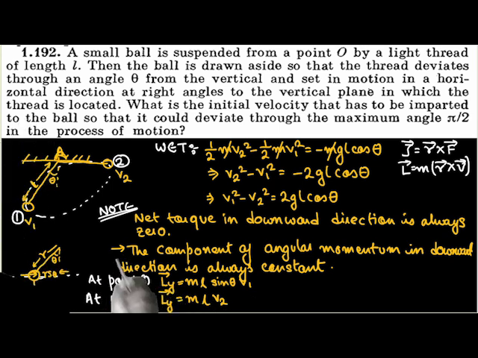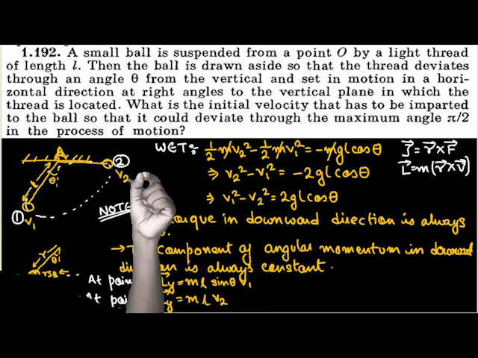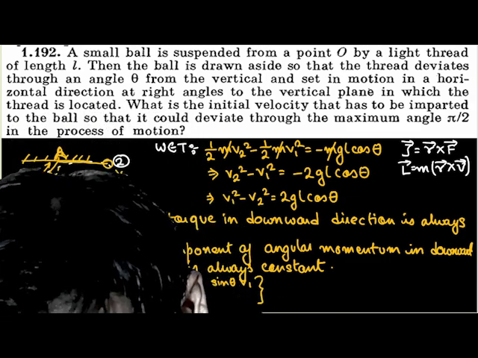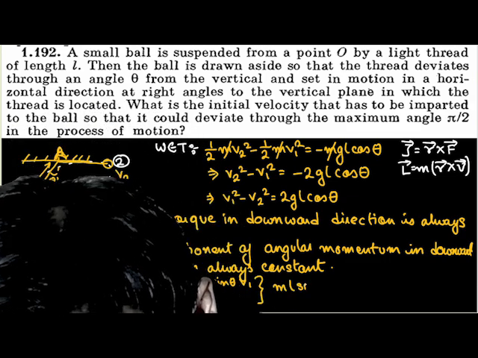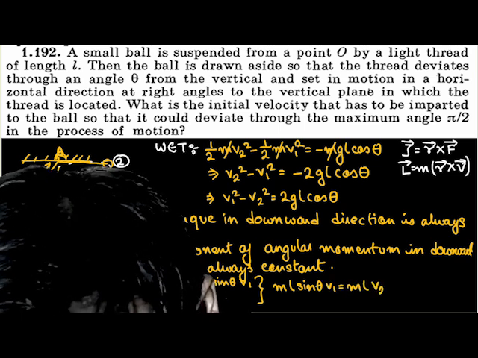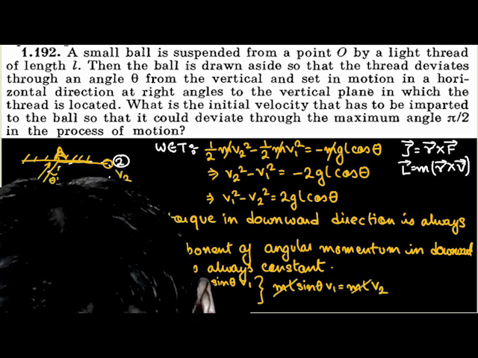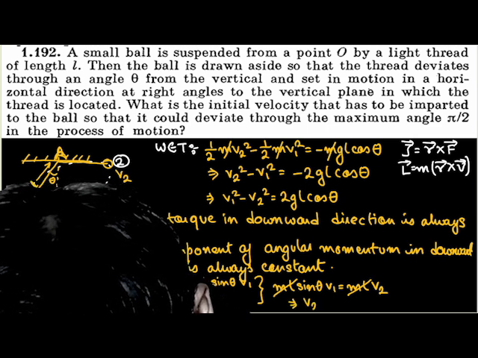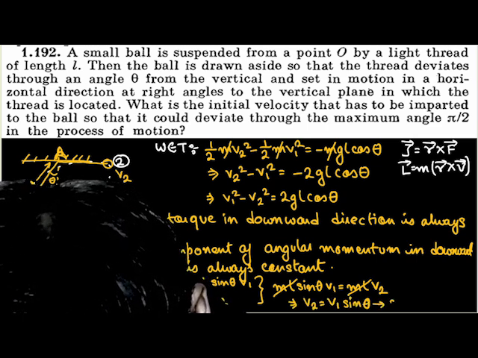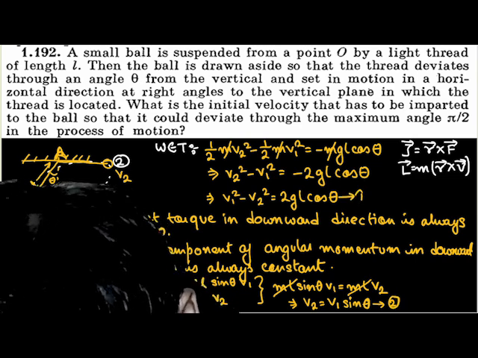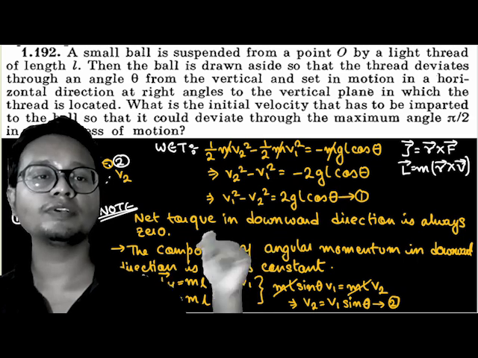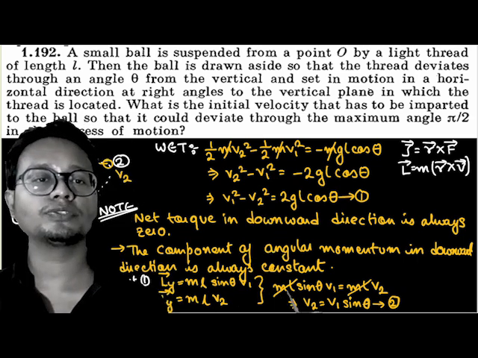So the downward component of angular momentum at point 1 is equal to the downward component of angular momentum at point 2. So from these two equations, I can easily say that m L sine theta V1 is equal to m L V2. Or m L will get cancelled, V2 is equal to V1 sine theta. This is my equation number 2. This is my equation number 1. Now solving equation 1 and equation 2, you get the value of V1, isn't it? So V2 is equal to V1 sin theta.